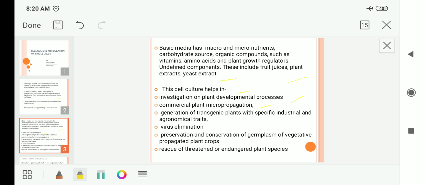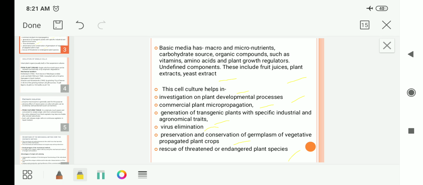In some cases, if a foreign gene is introduced with the help of genetic engineering, transgenic plants can be obtained, which will be beneficial even for industries and could have important agronomic traits. With the help of this cell culture system, viruses could be eliminated so that you can use healthy plants. Preservation of germplasm can also be done, even of threatened plant species.